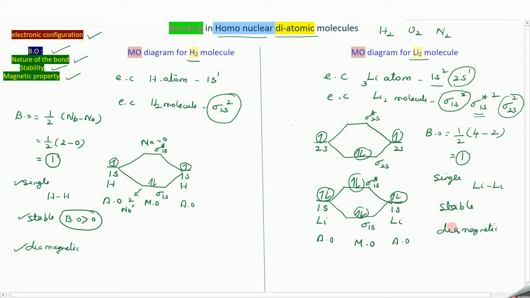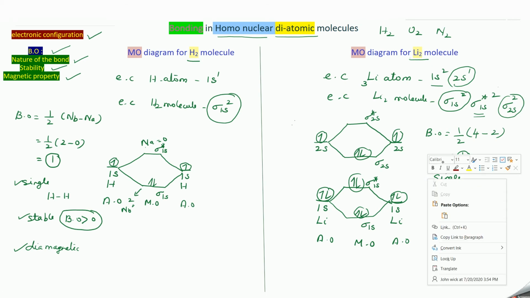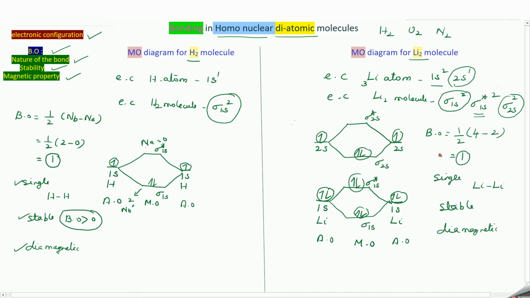So this is how you have to calculate. So all the information like bond order, and then single bond, stable, magnetic character, that is diamagnetic, you can get it. Bond order, either you can calculate like this or you can leave these two. Simply you leave this one.